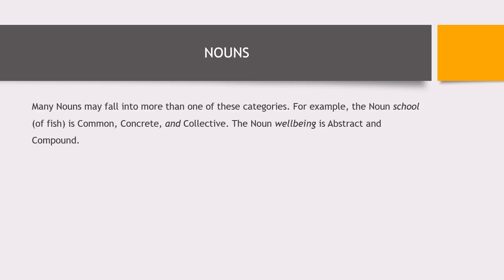Nouns. Many nouns may fall into more than one of these categories. For example, the noun school of fish is common, concrete, and collective. The noun well-being is abstract and compound.